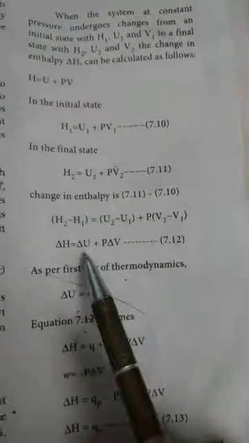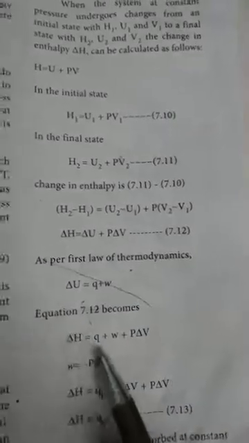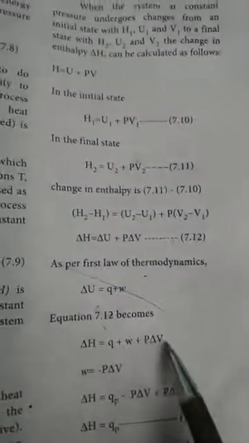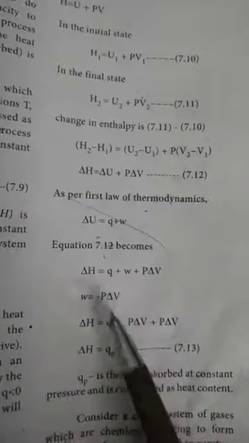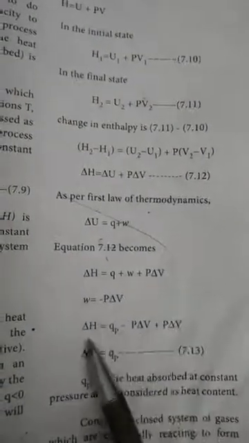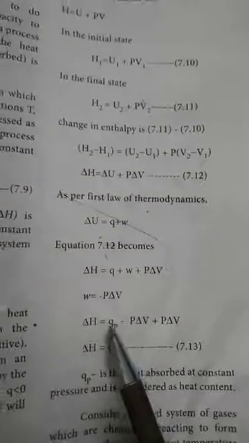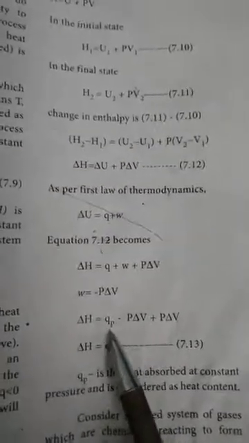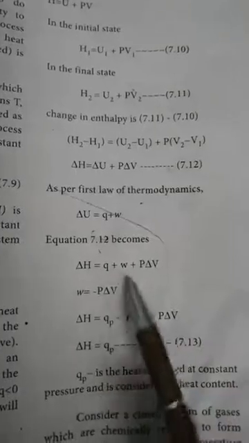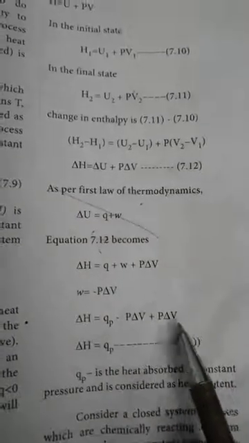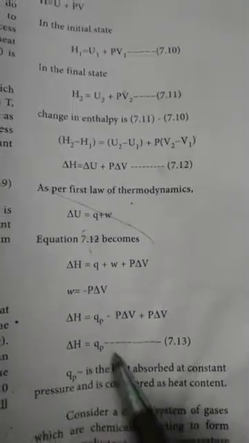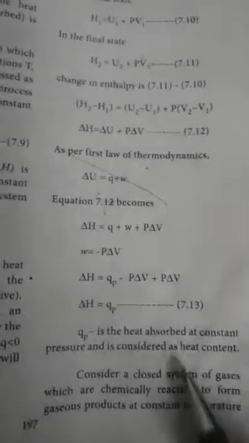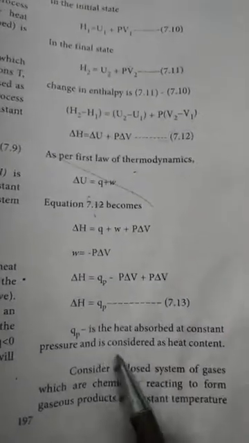Substitute this delta U formula here. Delta H is equal to Q plus W plus P delta V, and W is minus P delta V. Substitute this equation. So you get the answer: delta H is equal to Q at constant pressure, that is QP minus P delta V plus P delta V. Cancelling minus P delta V and plus P delta V, delta H is equal to QP. Here QP means heat absorbed at constant pressure.